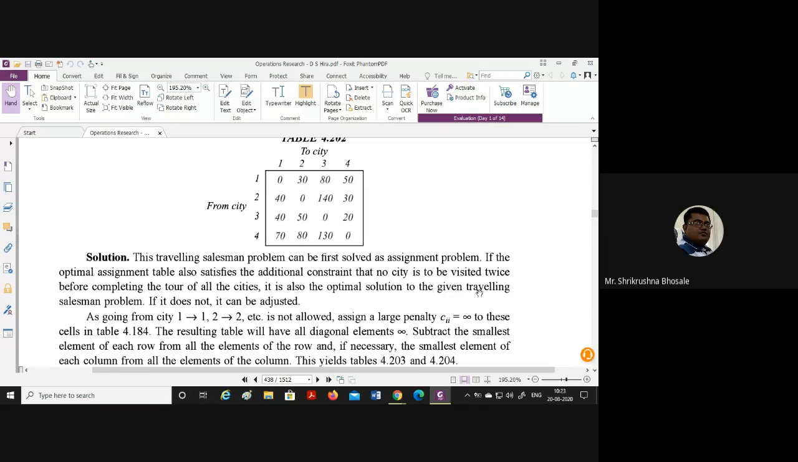He will go to the second city and he will... So that is not the case. Okay, so that is not the case. That's why where those zeros are written in the diagonal, there we have to put an infinity value, and that allocation should not be there. That means from city 3 to city 3, that allocation will not be there.